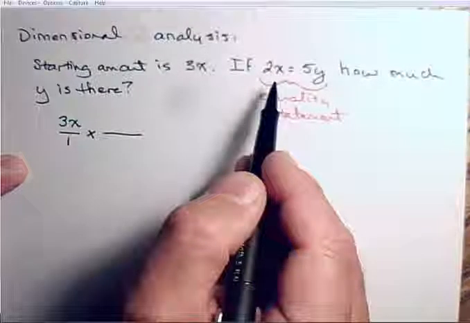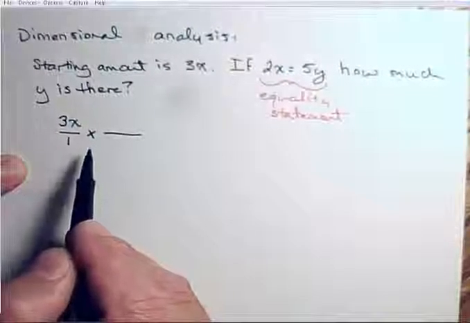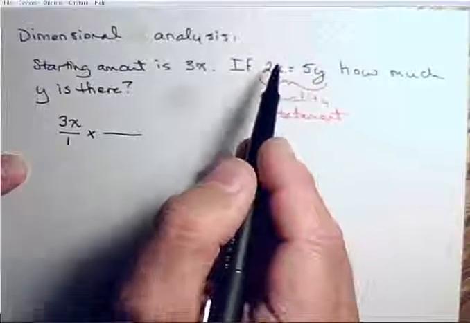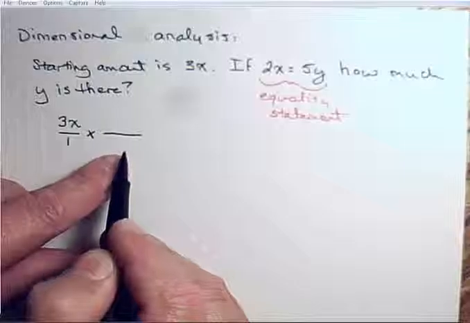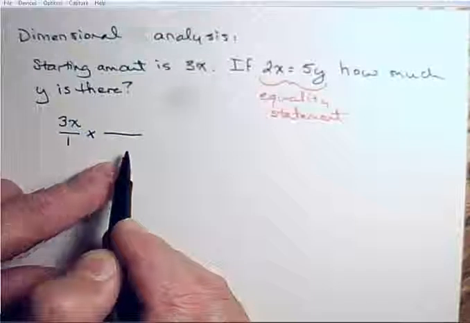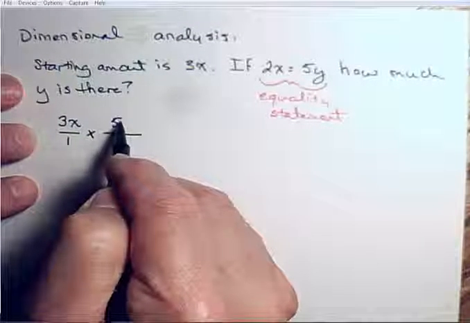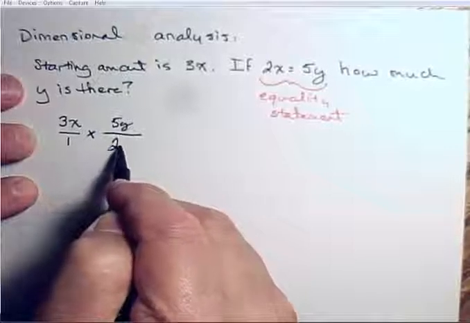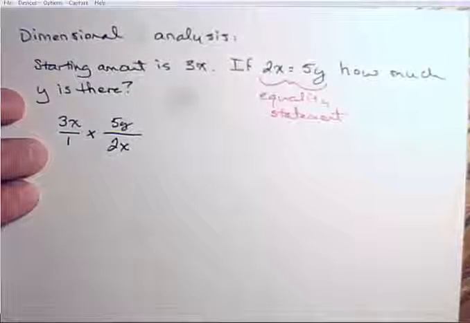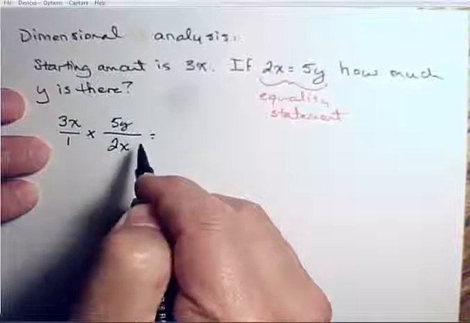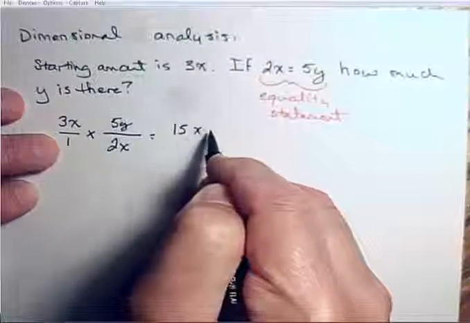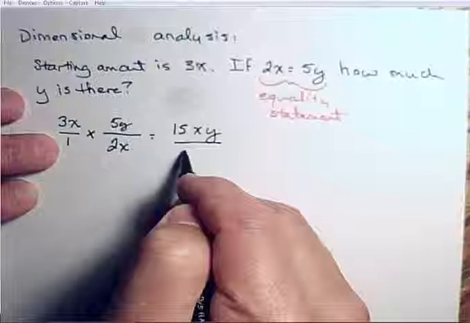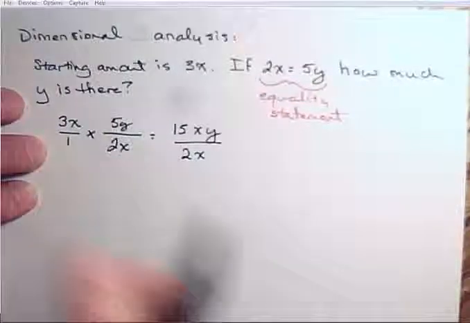Let's put the 2x on the bottom. The reason I want to put the 2x on the bottom is because I want the x's on the top here to be canceled by the x's on the bottom here. So I want to put 5y on the top and 2x on the bottom. Now, if you multiply those together, you get 3 times 5 is 15xy over 2x.